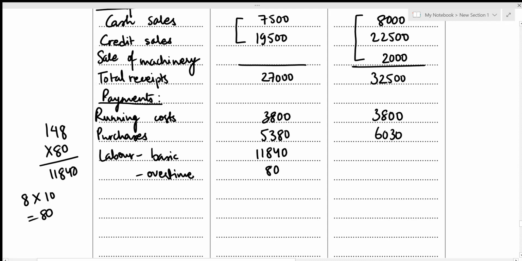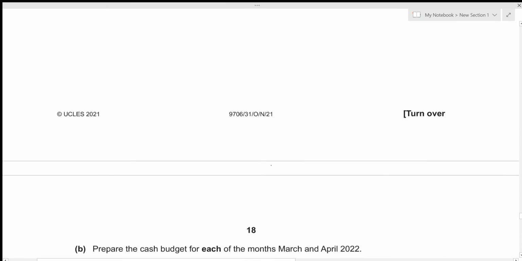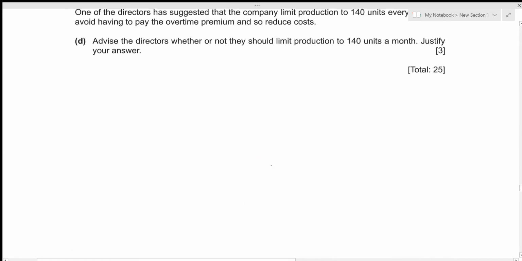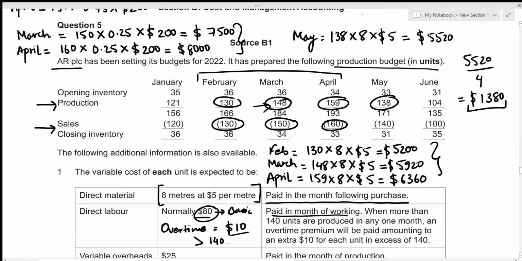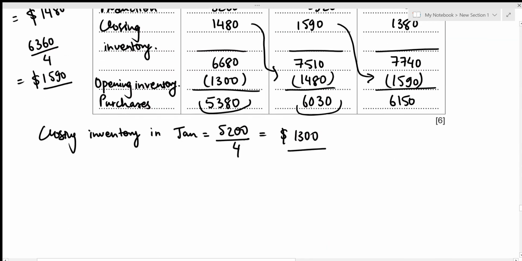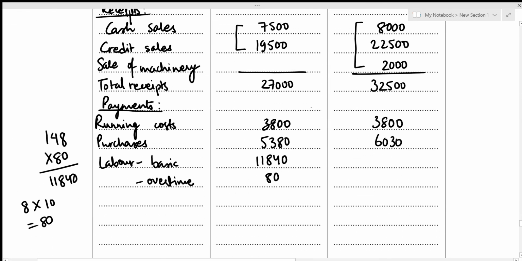Okay, now we repeat the same process for the month of April. Let's have a look above in order to figure out our production level. So for April, the production level is 159. Okay, let's perform the required calculations. Out of 159, we need to provide the basic rate for those total units. So that's 159 times 80, which gives our basic rate to be 12,720. Let's record it.